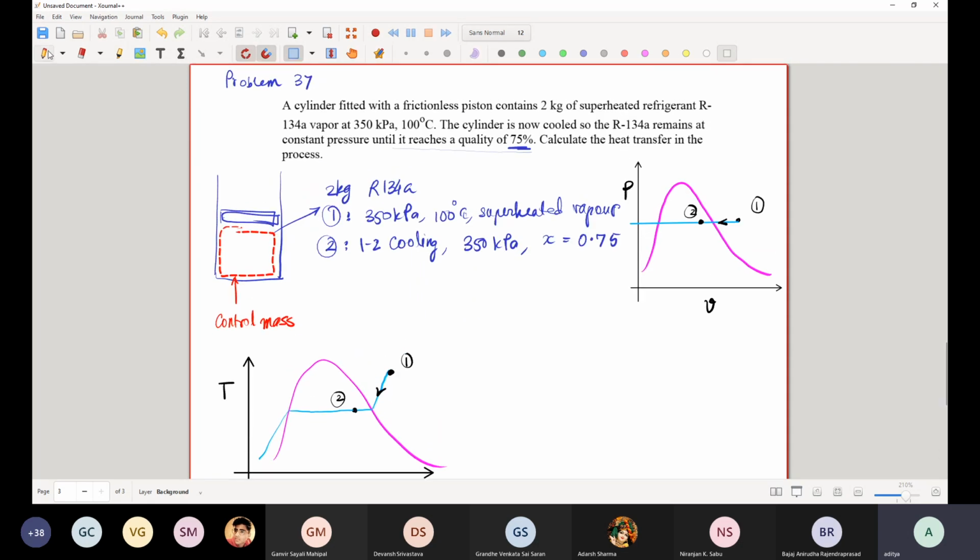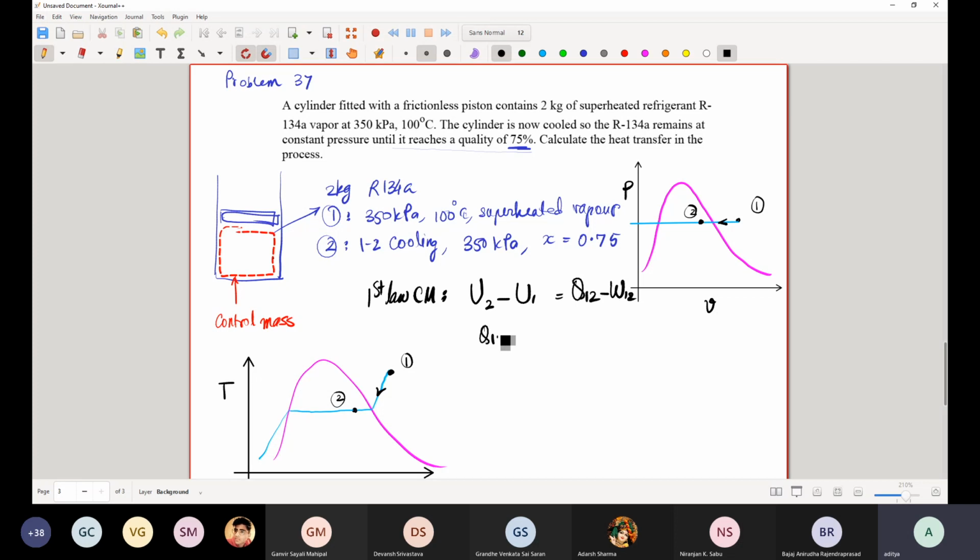And I will write over here that U2 minus U1 for this control mass will be equal to Q12 minus W12. Let us do it the old way. This is the first law for control mass.